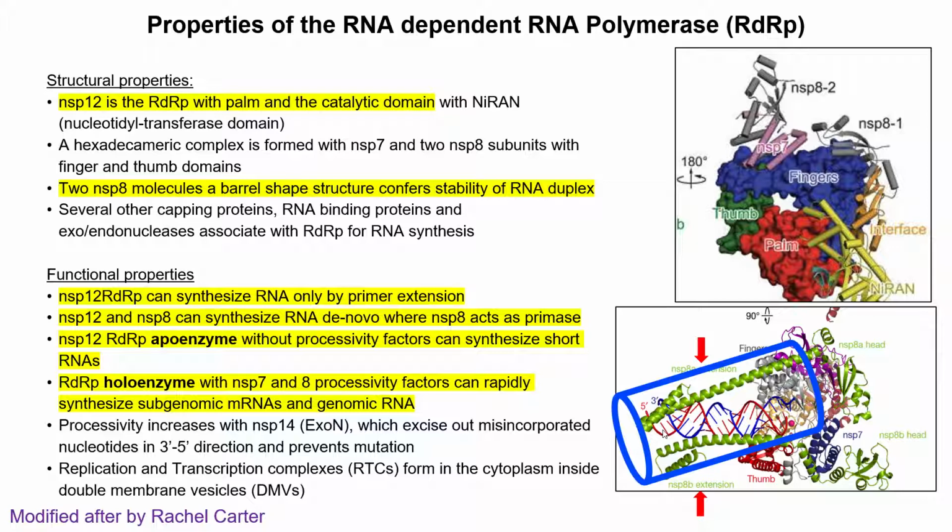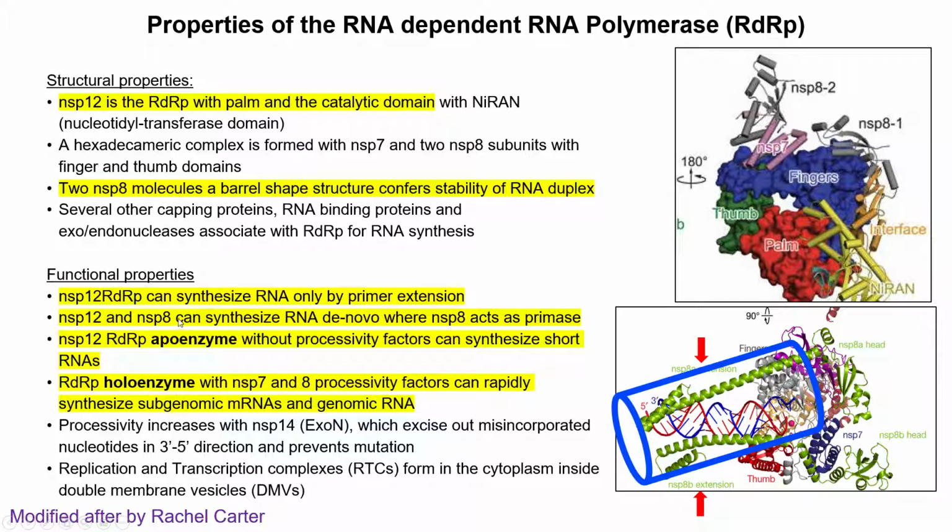Without that, RDRP can synthesize de novo small segments of oligomers. In vitro reaction has been shown that. So small RNA, but it cannot make long RNA. If you allow them to associate with NSP7 and 8, immediately they can synthesize very long stretches, the subgenomic mRNAs, as well as the full 30 kb genome length RNA as well.